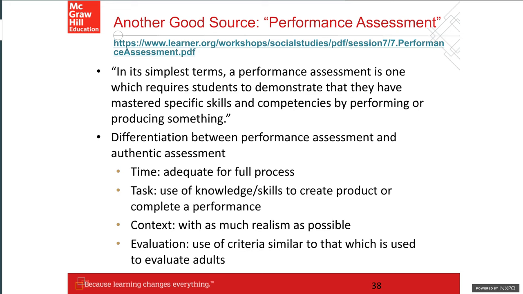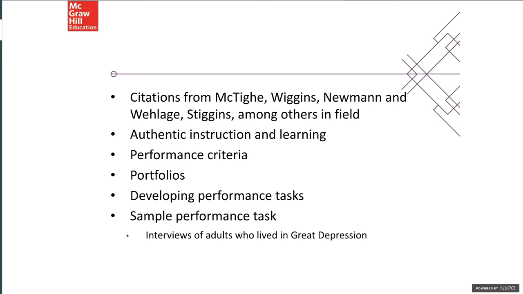The task requires the use of knowledge and skills to create a product or complete a performance. The context should be as real as possible, and evaluation should be the same as that which is typically used to evaluate adults in similar performance. This particular resource also had some great citations from all the noted researchers and educators: McTighe, Wiggins, Newmann, Wholey, Stiggins. Some of the other topics it focuses on are authentic instruction and learning, performance criteria, portfolios, developing performance tasks, and some sample performance tasks. So those are just two resources that support much of what I've been sharing so far, as well as are out there available for educators.